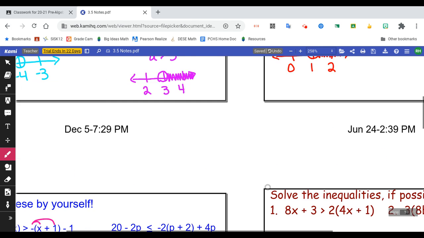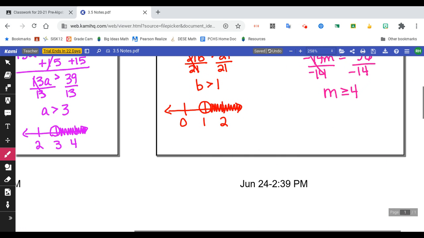I think I forgot to graph this one up here. I just remembered that. Got distracted by that thing on my screen. So let's graph this one real quick. 3, 4, 5. This one's closed, actually, because it's equal to, and greater goes to the right.